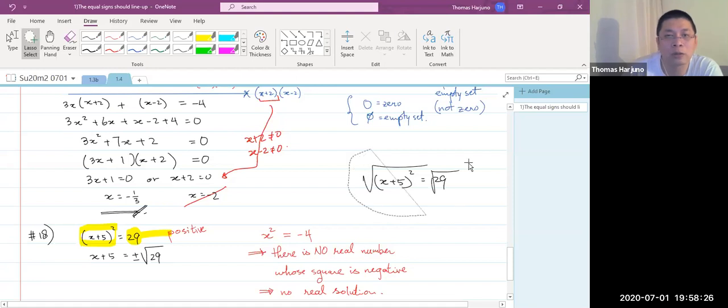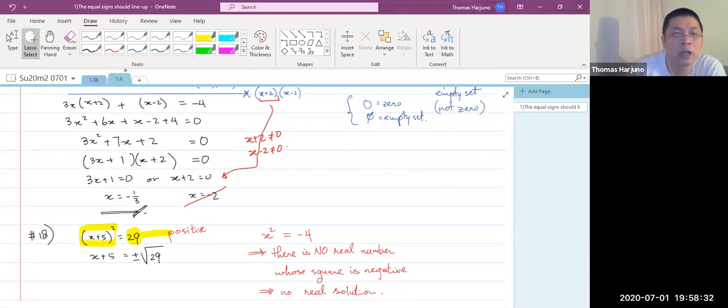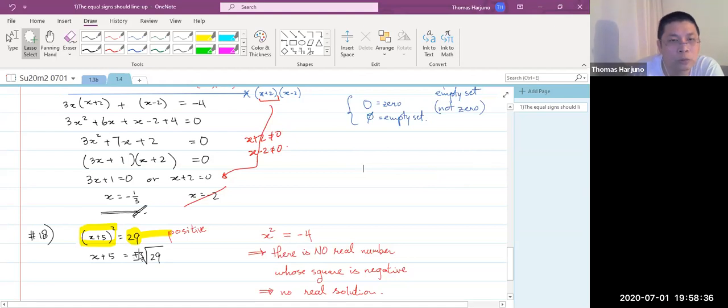Why? Because the next step should be done in the next line. And when you do it in the next line, you're supposed to put plus minus at the same time. Don't wait. This is two things at once, because the rule is actually that x squared equals c implies x equals plus minus square root of c.